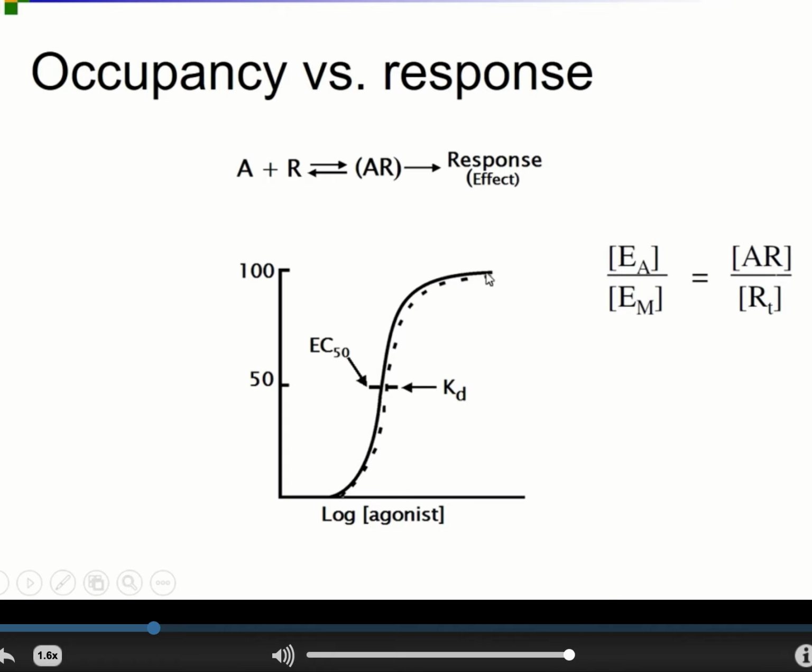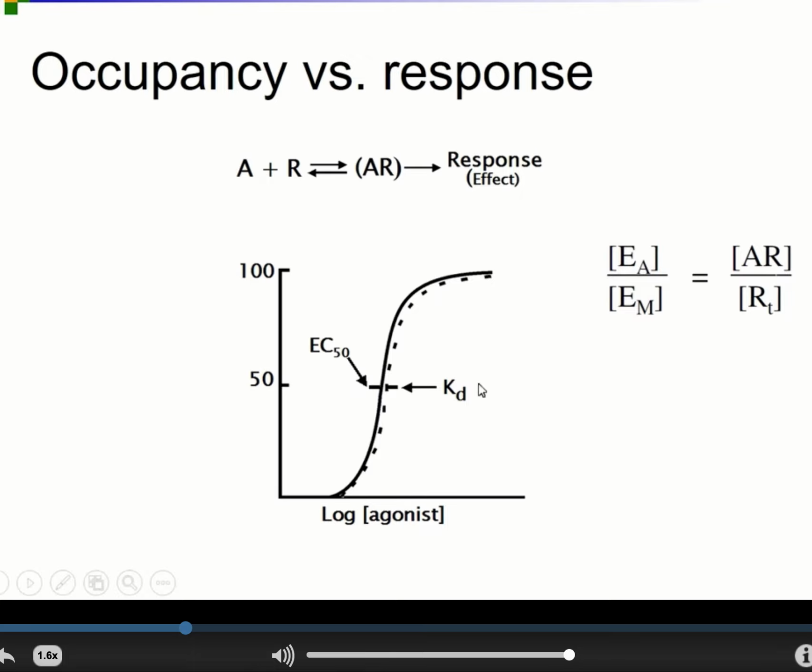Now, with the Langmuir equation, assuming 100% or a pure relationship between occupancy and response, a response curve showing percent response as a function of agonist concentration would be exactly the same as our binding curve. So when you look at this graph, imagine that the dotted line is right on top of the solid line. They just couldn't draw it like that because if you put a dotted line on top of a solid line, you can't see the dotted line. And so they had to put it right next to it.